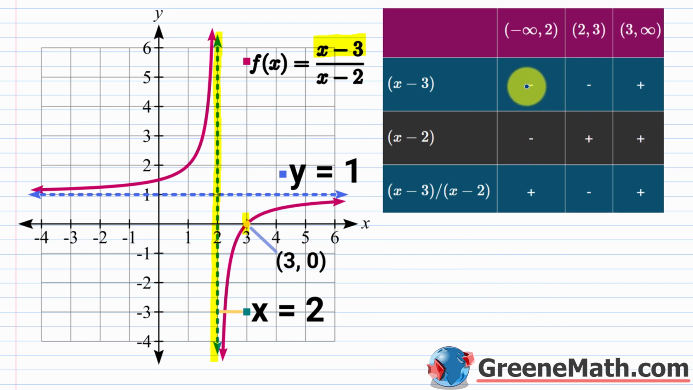So now, where x is less than 2, we have a negative over a negative, which gives us a positive. Let me erase everything. So that's going to be where x is less than 2. You can see the function values are positive. So that's why we are above the x-axis.